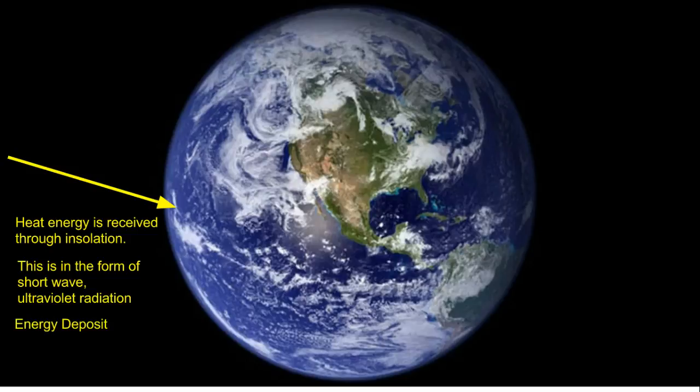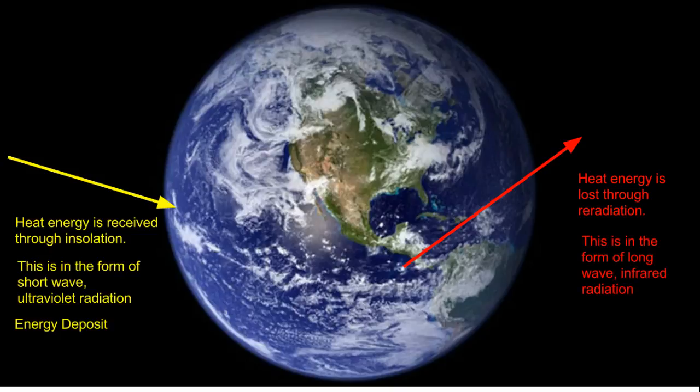So we get this energy from the sun, and that comes in the form of ultraviolet waves. And when the Earth re-radiates that back out into space, we lose that radiation. We lose some of that heat. And this comes in the form of long-wave infrared radiation. This is longer waves, obviously, and less energy associated with this. And we consider this to be an energy withdrawal.